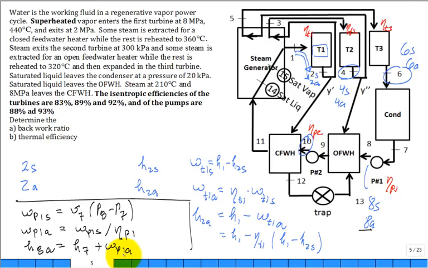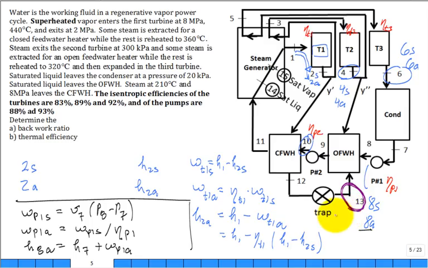Makes the problems a little longer. One other thing I forgot to emphasize is somebody says, how do you get H13? It's the same as 12. You've done an analysis of a throttling valve, and so it's no heat transfer, no work transfer in or out of control volume around. It's isenthalpic.